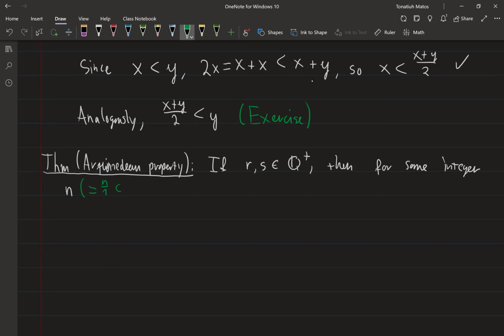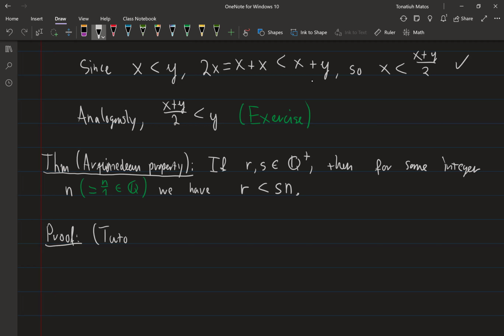So not just an integer, but I have to make this compatible with the rationals, right? For some integer n, we have that if you take the number s and you add it with itself, s plus s plus s, eventually it will have to be bigger than r, no matter who r was. And I will give you some consequences of this theorem. It's not as trivial as it might seem. It is useful for certain things.